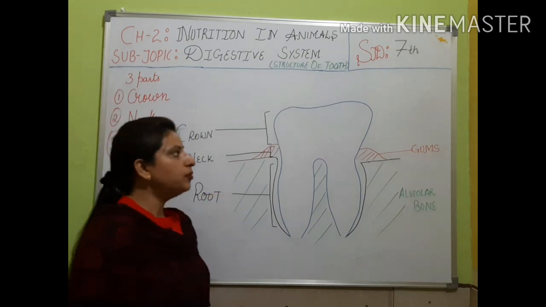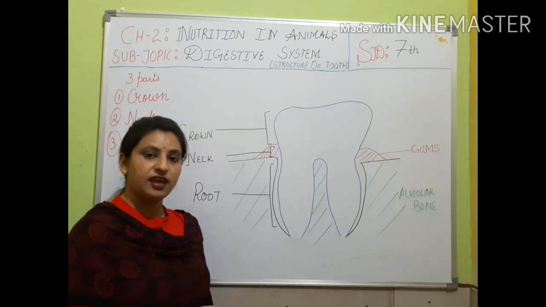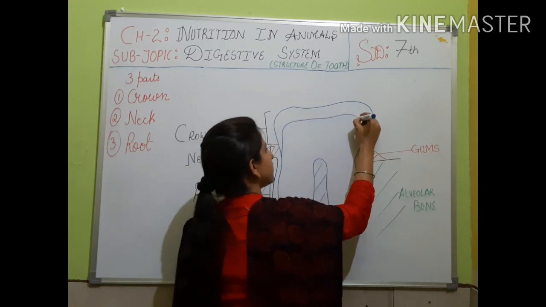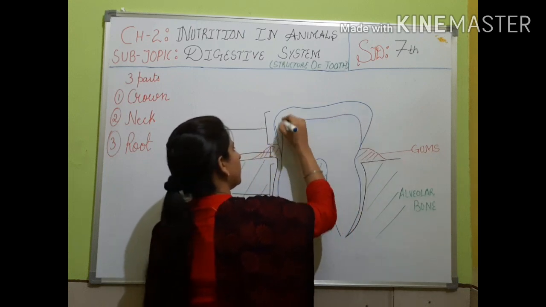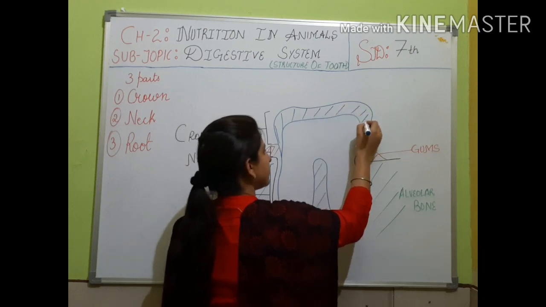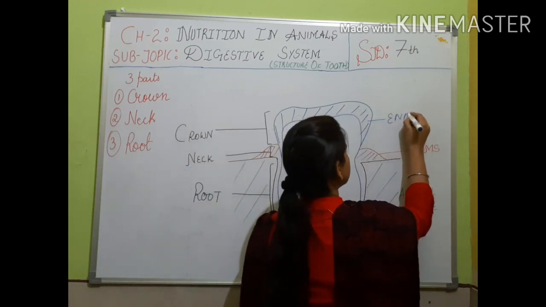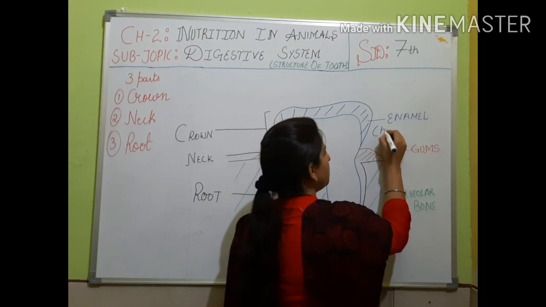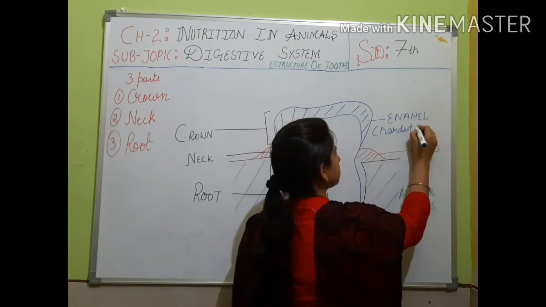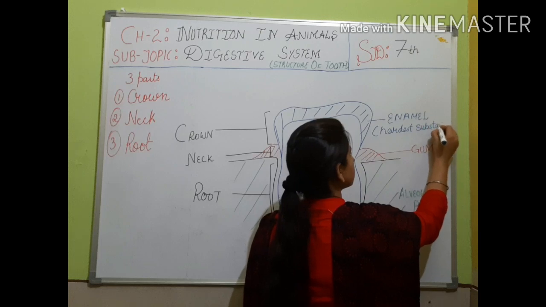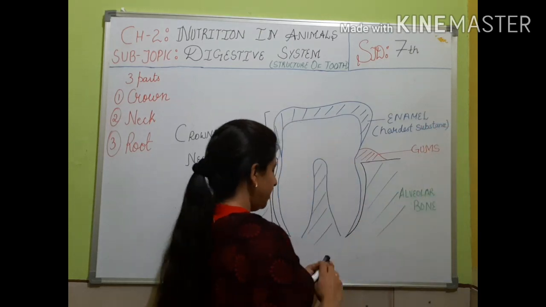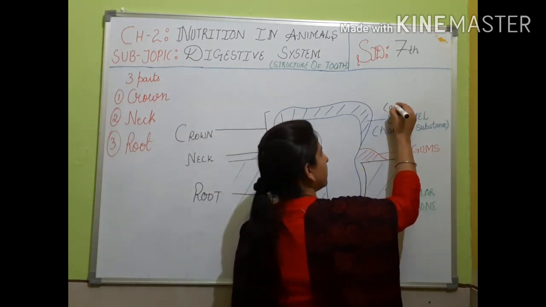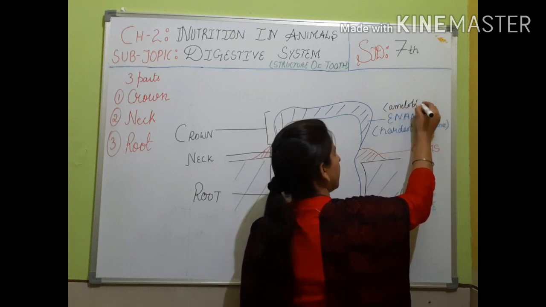Now the crown part is divided into two main parts. The upper layer is called enamel, and this enamel is the hardest substance present in the body. It is secreted by a special type of cells called ameloblasts.